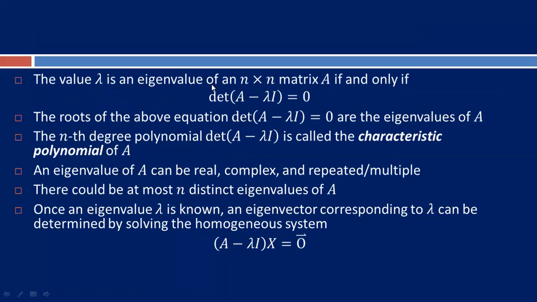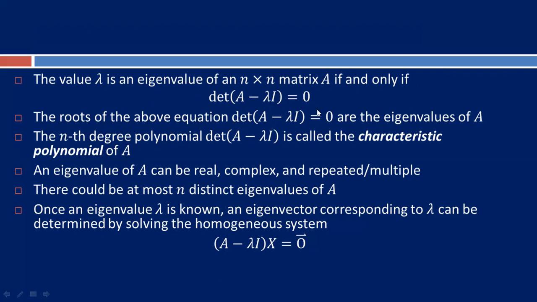So the value lambda is an eigenvalue of an n cross n matrix A if and only if the determinant of A minus lambda I is equal to 0. The roots of the above equation, the determinant of A minus lambda I, are the eigenvalues of A. Okay, so this is the determinant. Next I will explain the method of how to find the determinant. Here you just understand this is the determinant of A minus lambda I, and the whole equation is known as the characteristic equation. Definitely it is an equation, so it has some roots, and they are the eigenvalues of A.